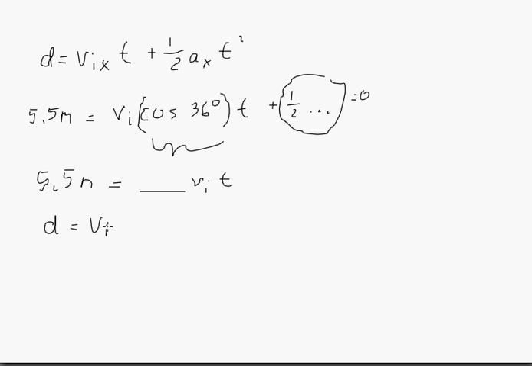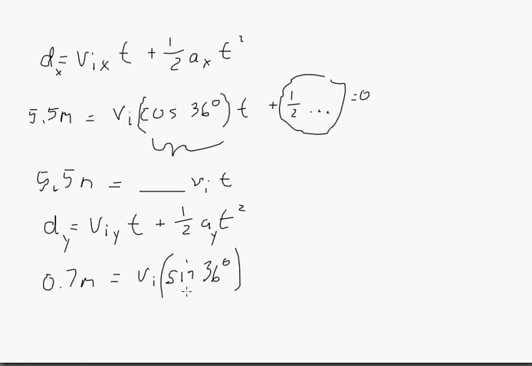d equals viy t plus 1/2 ay t squared. Just plug in. This should be an x, and this should be a y. So 0.7 meters equals vi sine theta, which is 36 degrees, t plus 1/2 ay t squared. And this ay you should know is negative 9.81 meters per second squared. I'll plug it in: negative 9.81 meters per second squared.